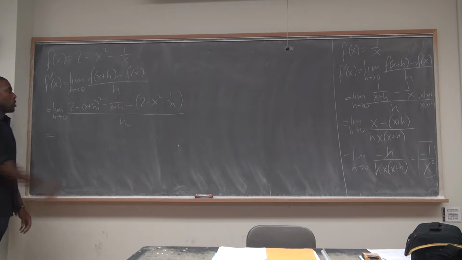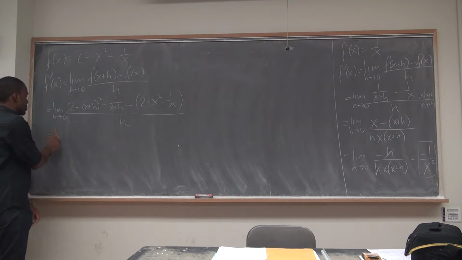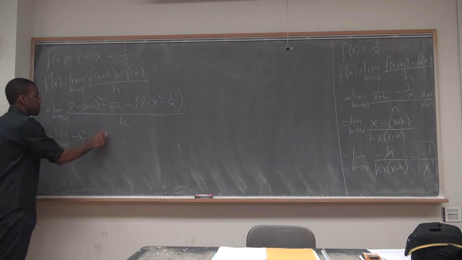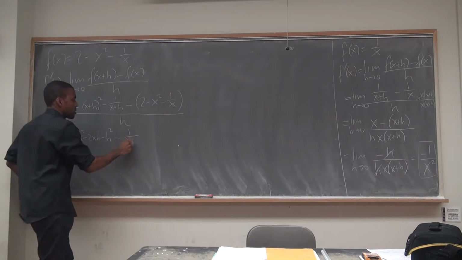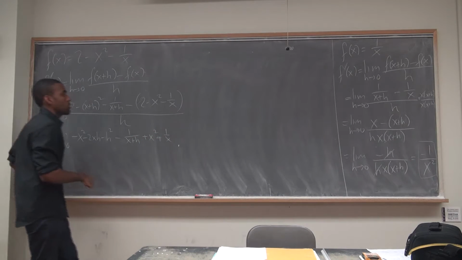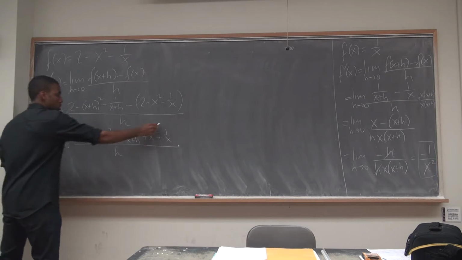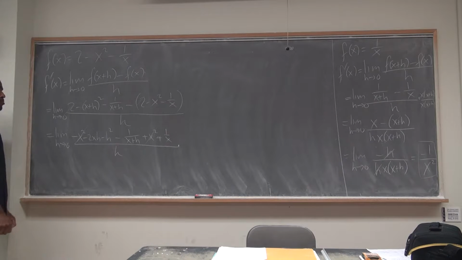Okay, what do we do here? Well, the 2 will kill this 2 right away, so that's nice. What else is going to happen? You've got to expand the x plus h squared. And there's a negative sign in front of it, so it's actually going to be minus x squared minus 2xh minus h squared, minus 1 over x plus h, plus x squared plus 1 over x. Now the x squares will kill each other. Now what?